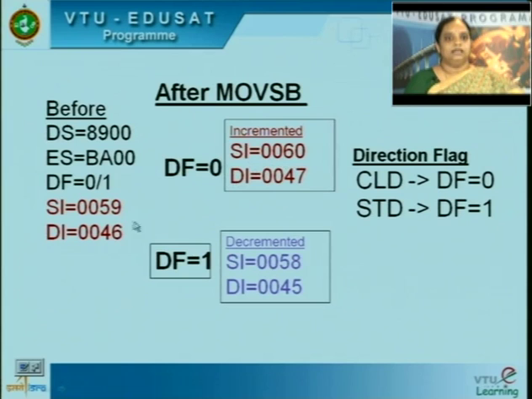Similarly, if DF is 1, the source and destination registers are decremented by 1, so that 59 becomes 58 and 46 becomes 45. The direction flag can be set by two instructions, CLD, that is clear direction flag, and STD, set direction flag. So once again, these two are also implied addressing mode. Here the operands are not specified in the mnemonic, rather they are implied, and the operand that is implied here is the direction flag.